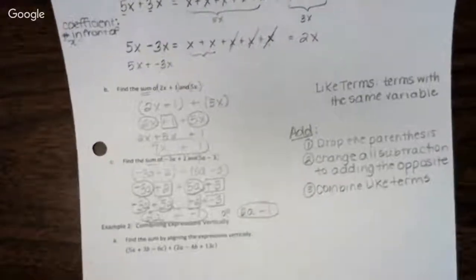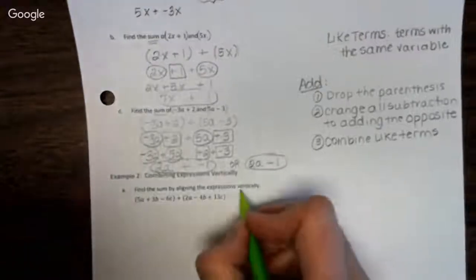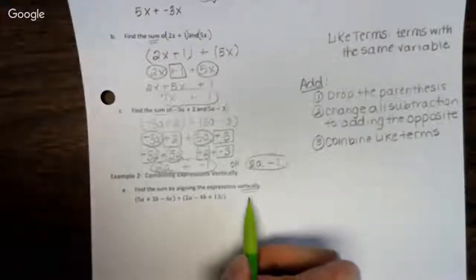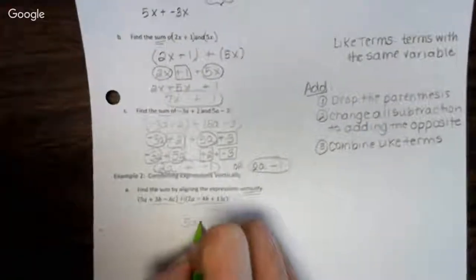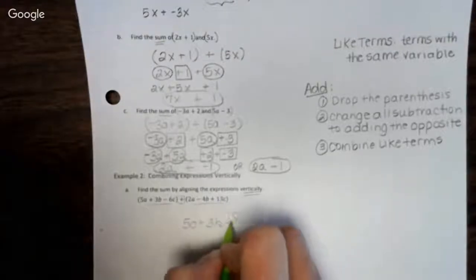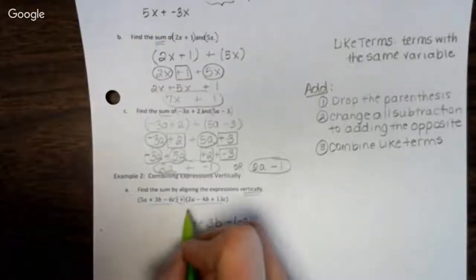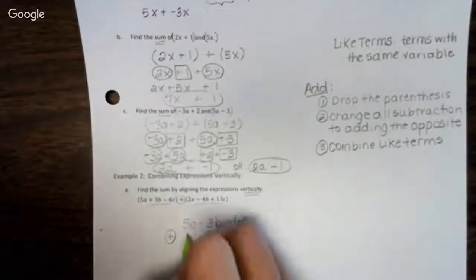Now, let me give you another method to use that you may or may not like better, and it's totally up to you what you use, but sometimes this is done vertically. What we did was horizontal, so what we're going to do next is vertical. Now, notice we're adding. We're adding this expression plus this expression. Take a second to write the first expression on your paper. And then right underneath that, we're going to add. So you're going to line up your like terms.